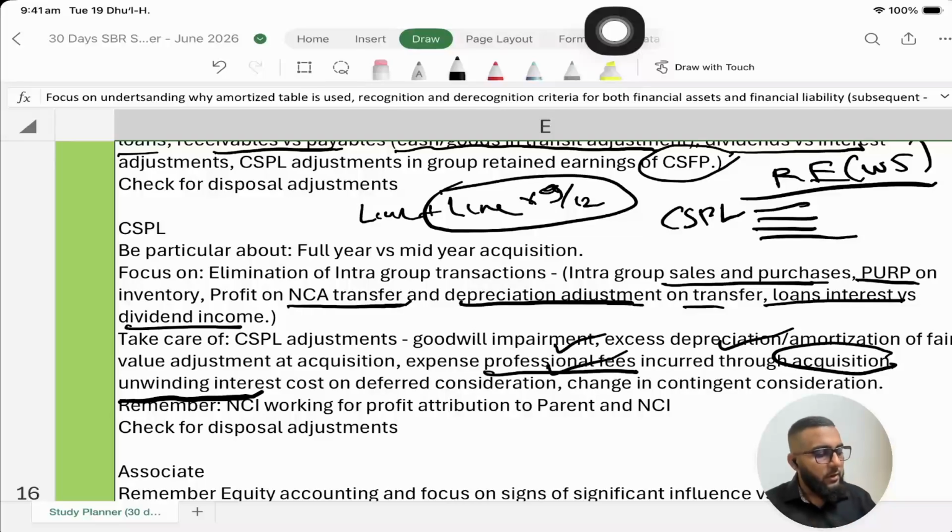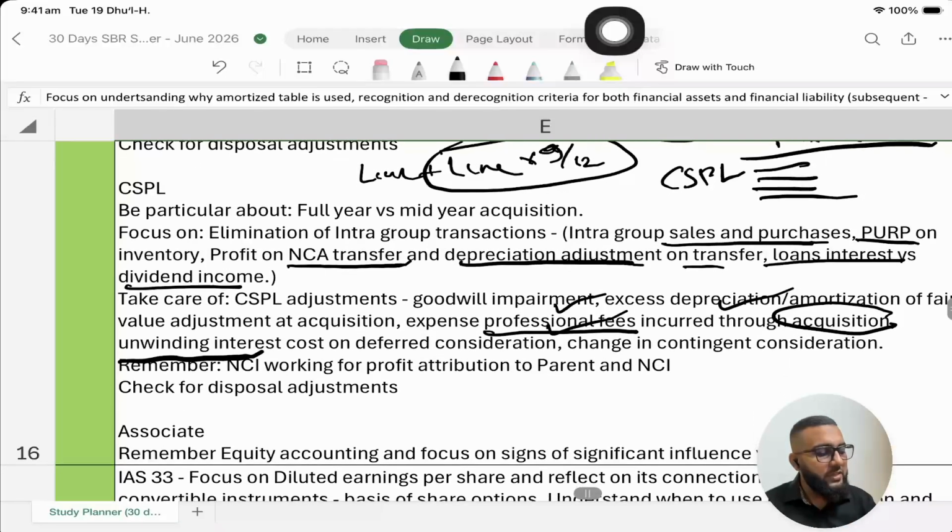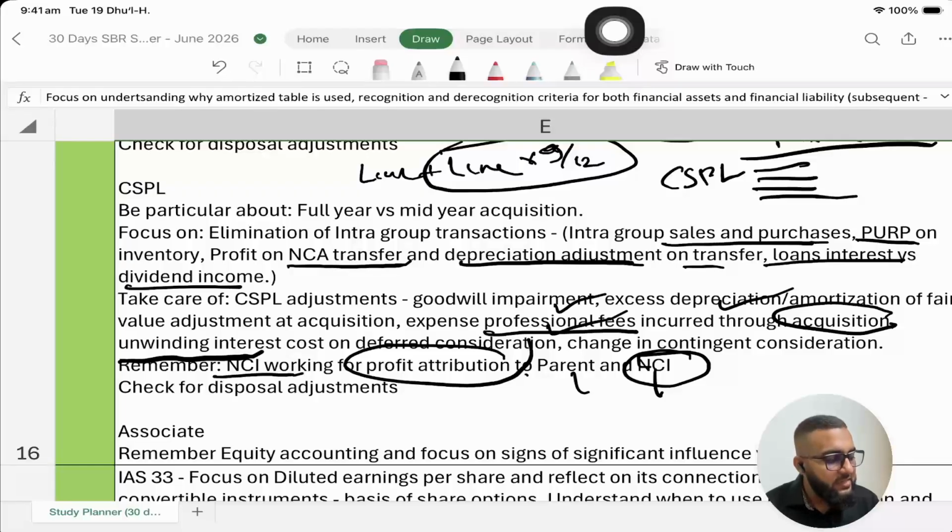Okay, right. Then you will also have to remember the NCI working for profit attribution. When you're attributing profit between parent and NCI, there's a working you do for this, and it is the remaining figure that goes to this. So what is this working? How do you do that?